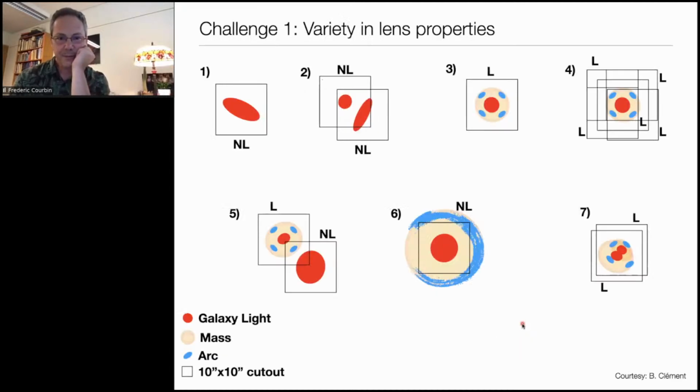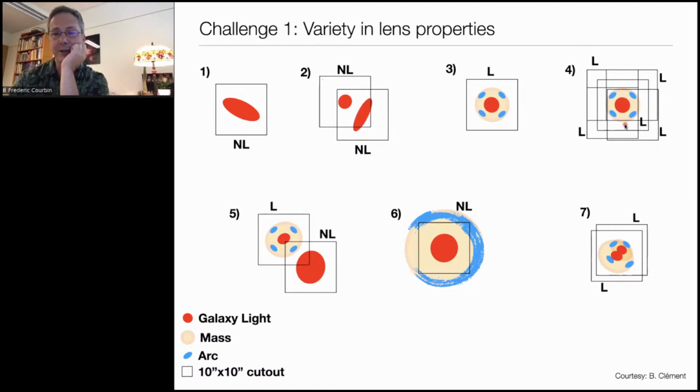And there, the first problem is even just stupid things like how to choose stamp size and how this will affect your search. So here you have many different configurations. You have a non-lens, NL is non-lens. Here you have a lens. Okay, these are clear cases. But then you have things that could be, if you have a small stamp size, this could be identified as a lens potentially because you have 2 objects. CNN could very well learn this as a lens. In fact, it's 2 non-lenses.